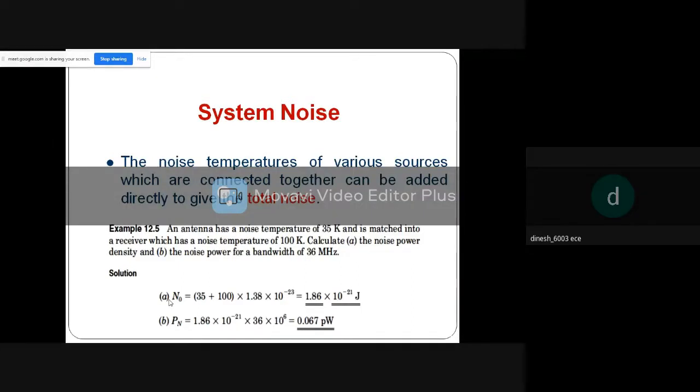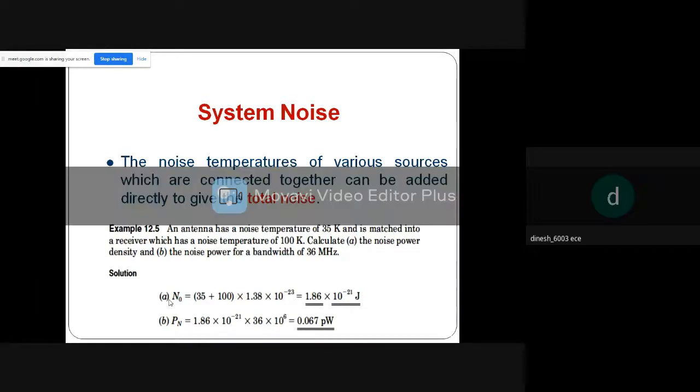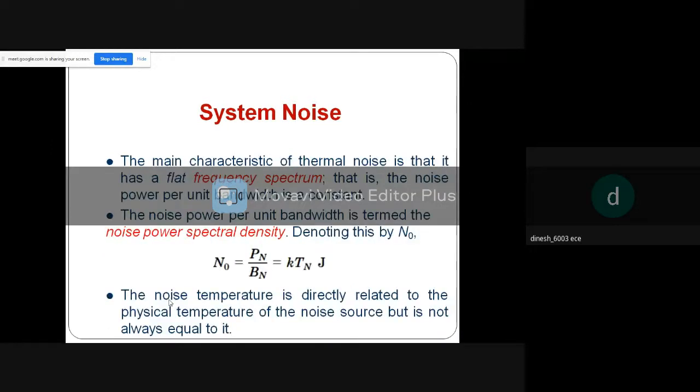An antenna having a noise temperature of 35 Kelvin, which is matched to a receiver having noise temperature of 100 Kelvin. Calculate noise power density and noise power bandwidth. And the required bandwidth that they are asking is 36 megahertz. So now substitute. Noise power density is this N0.